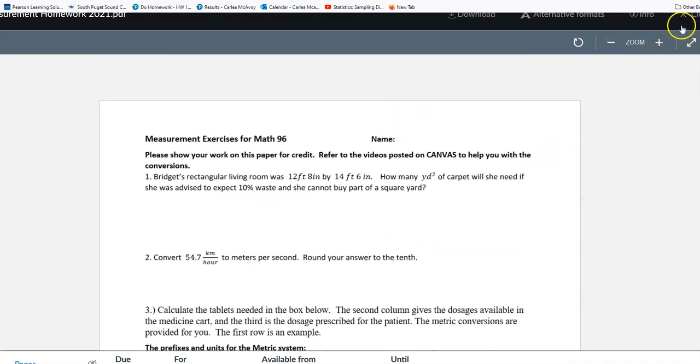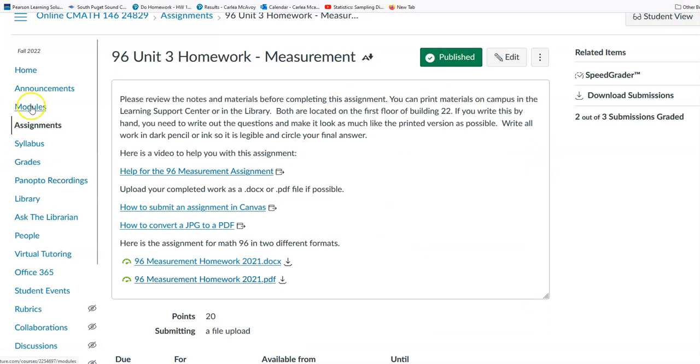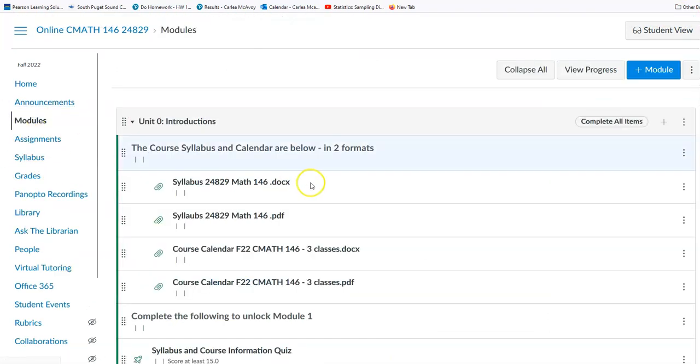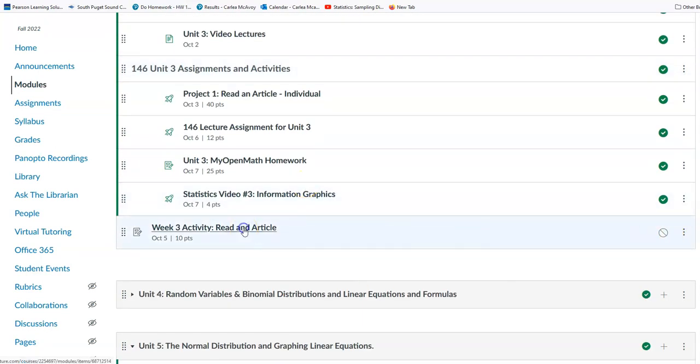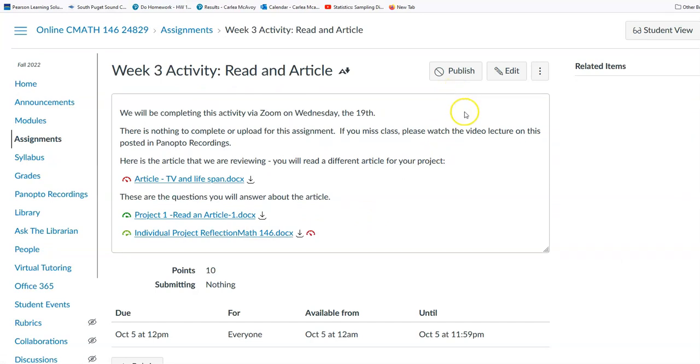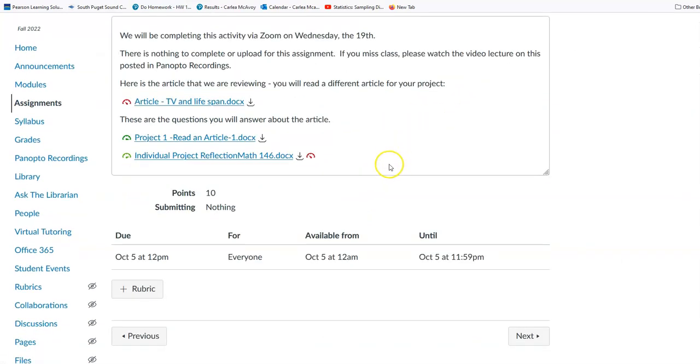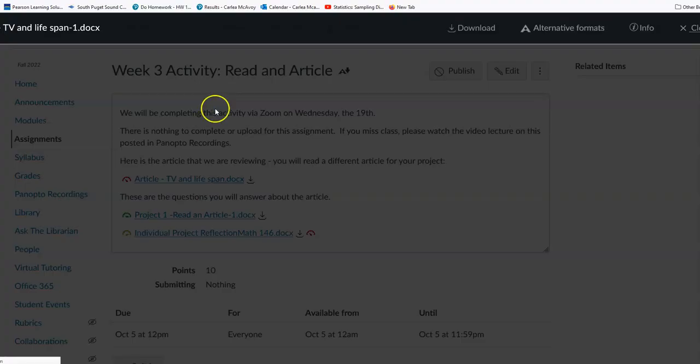Let's close that and take a look at the other assignment that I stuck in here for our purposes for this little video, but you won't see it because I haven't published it for you. You don't have to do it. But this one is looking at the TV and lifespan article. And so we're going to just talk through what we're looking for. And I have a document that shows you what questions we're going to be asking. So let's download this first so I can have that up to look at.